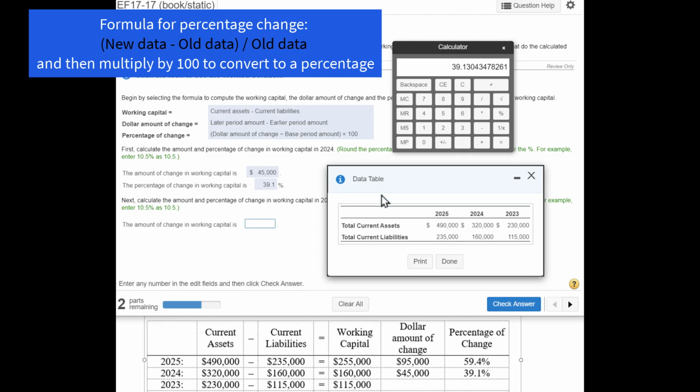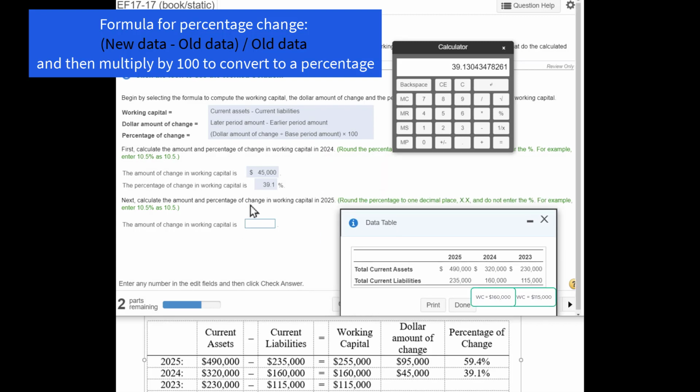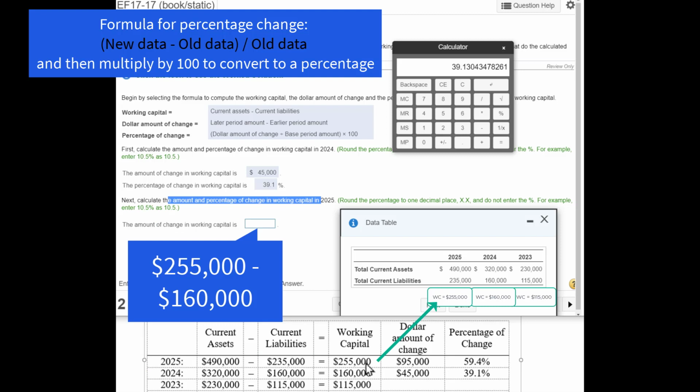Awesome. Next, calculate the amount and percentage of change in working capital in 2025. So how did it change from 2024 to 2025? We've already got the amount of working capital for 2023 and 2024. Now we need to calculate it for 2025. So it's 490,000 minus 235,000, which is right here, 225,000. It says, what is the amount of change in working capital for 2025? In other words, how much did it change from 160,000 to 255,000? So 255,000 minus 160,000 gives us 95,000.